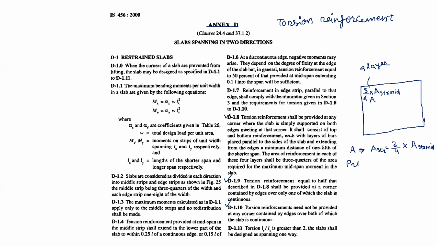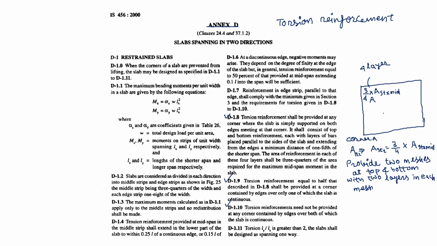Provide 4 layers or 2 meshes at top and bottom with 2 layers in each mesh. So we have this is AST required. Then we have this is corner A.